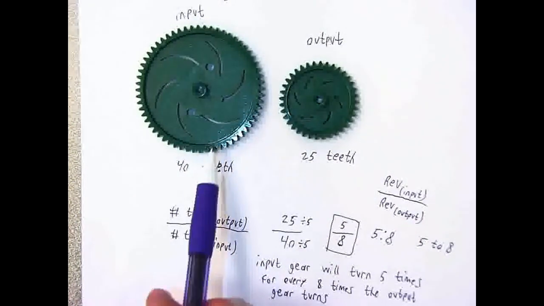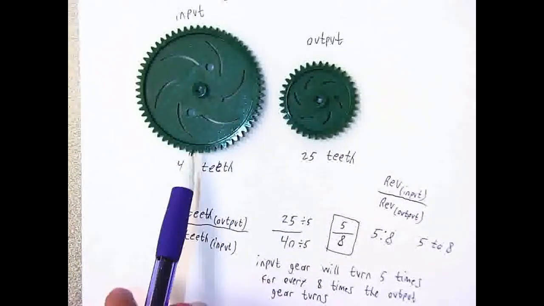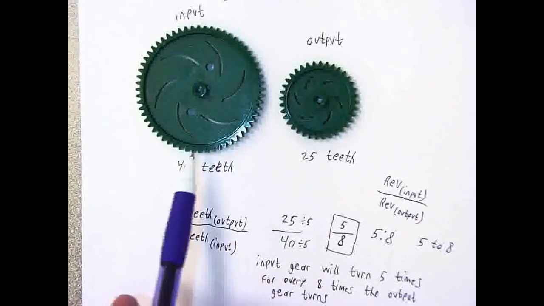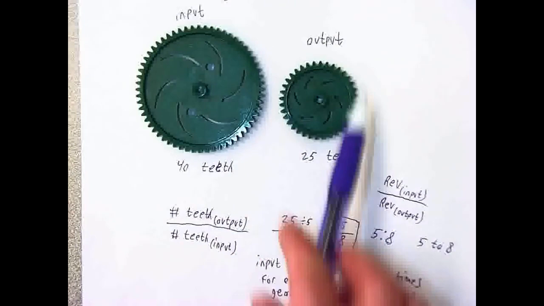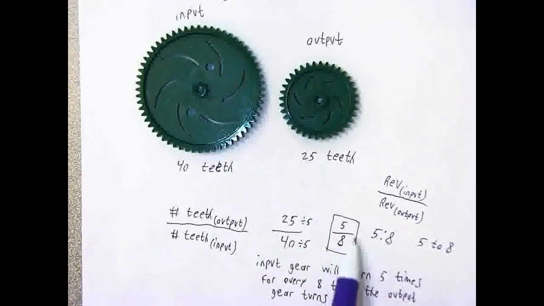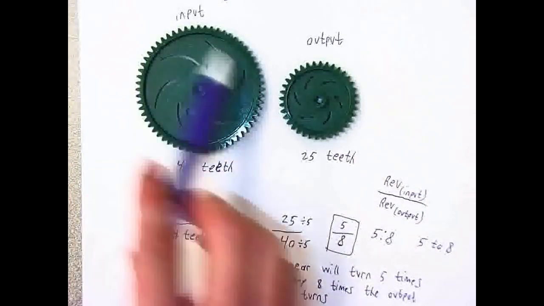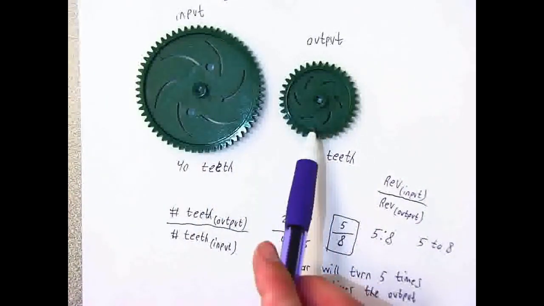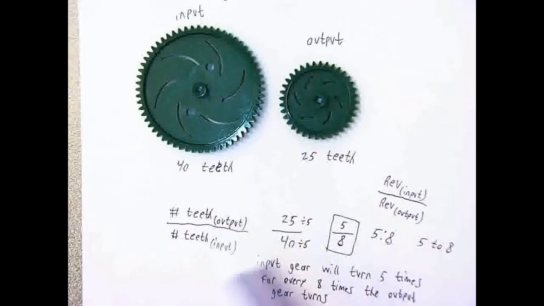So if I were to turn the input gear one full time in a circle, the output gear is going to end up turning more than one time around because it is the smaller gear. And I can see that with my ratio of 5 to 8, if I were to turn the input gear 5 times, then the output gear is going to end up turning more than 5 times. In actuality, it ends up turning 8 times based on what I calculated with my gear ratio.